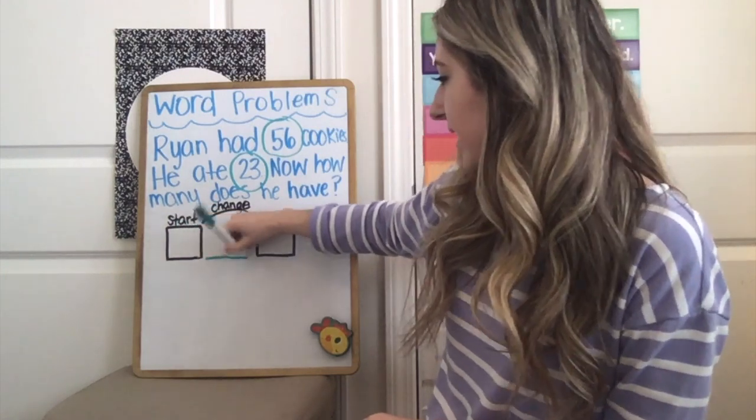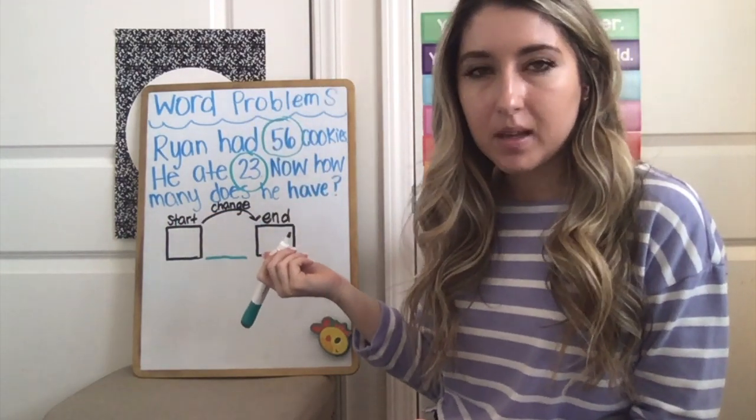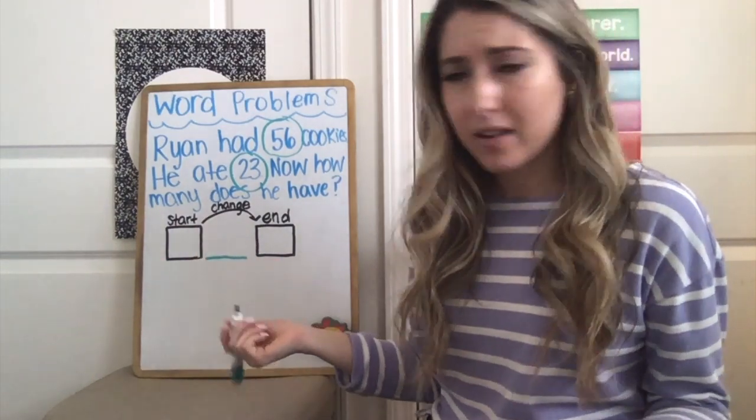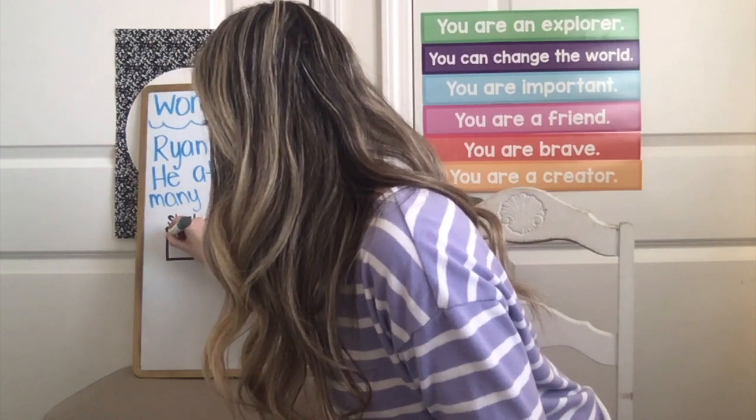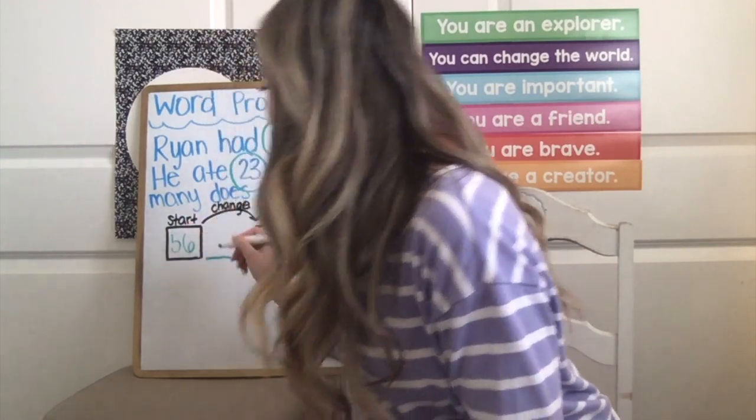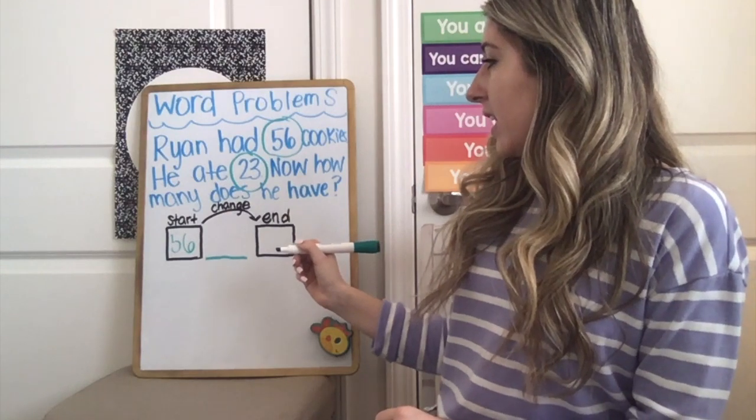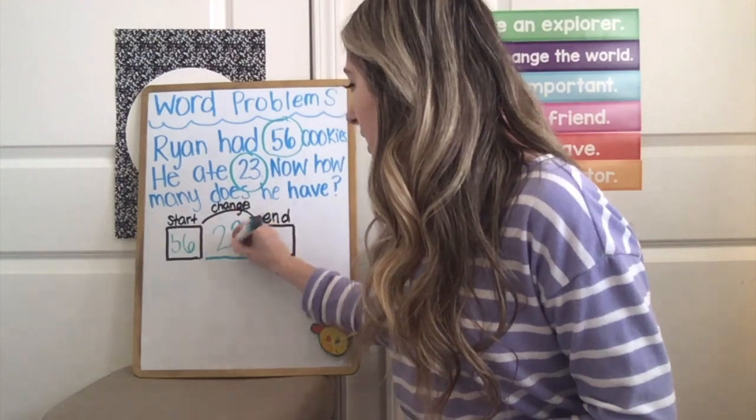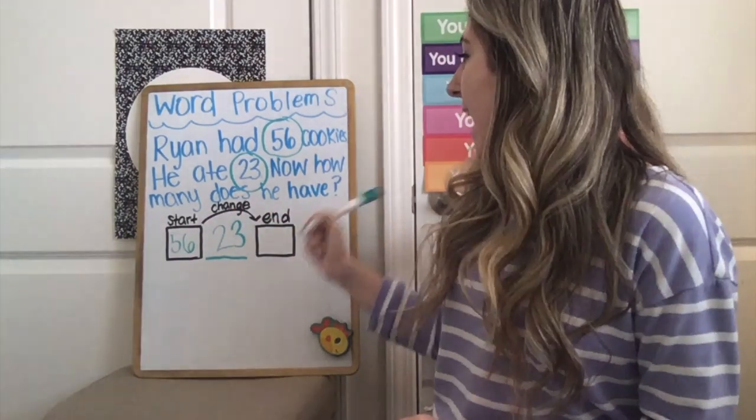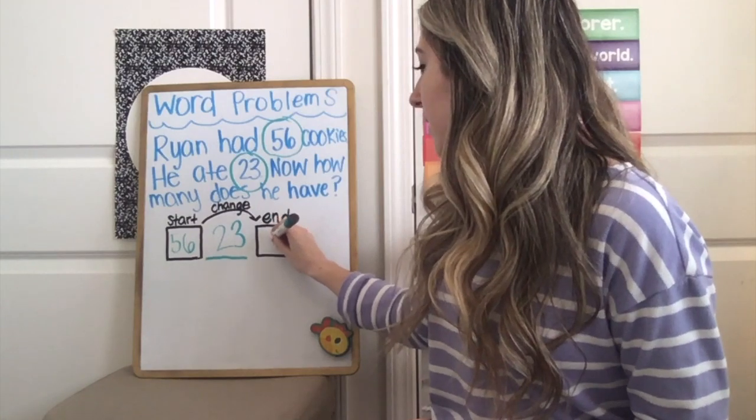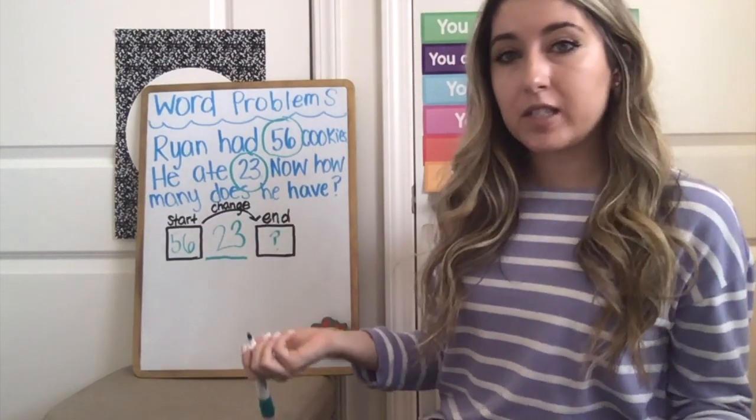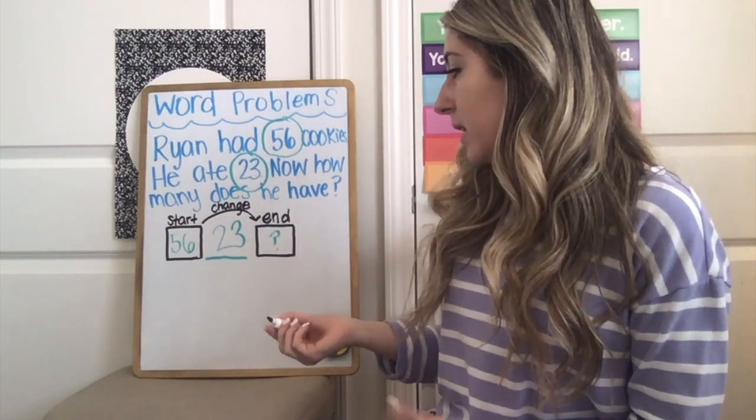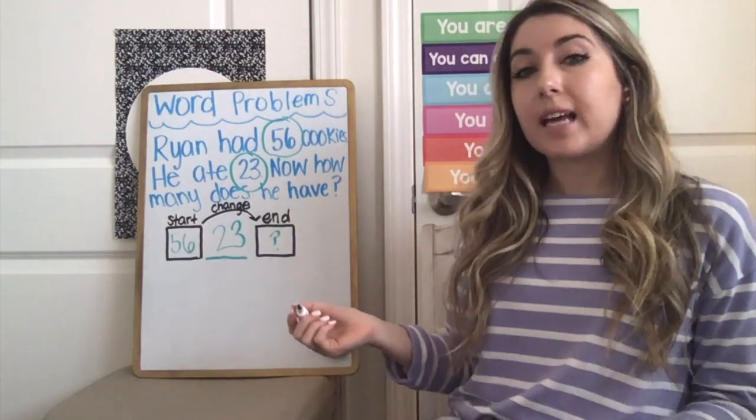So if I wanted to add this into my start, change, end diagram, in my start, I'm going to put 56 because that's how many he had, right? He started with that many cookies. Now my change is 23. He ate 23 of them. Now how many does he have? Well, I don't know because I haven't solved yet. So this is how I would fill it into my diagram. So now I know I need to subtract. So I'm going to set up my subtraction problem.